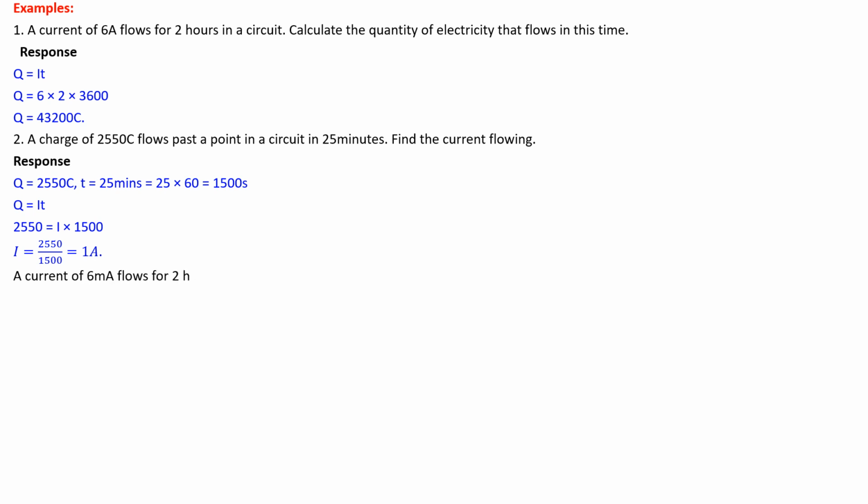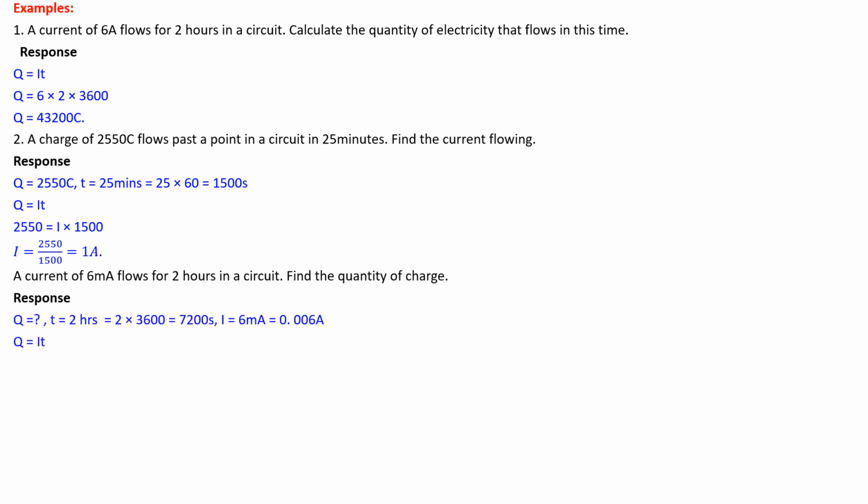A current of 6 milliampere, we agreed this into ampere becomes 6 times 10 power negative 3, flows for 2 hours in a circuit. Find the quantity of the charge. Very easy. We substitute in our equation. We agreed change this milliampere into ampere by multiplying it by 10 power negative 3. And then on substituting everything, we are getting our charge as 43.2 coulombs.